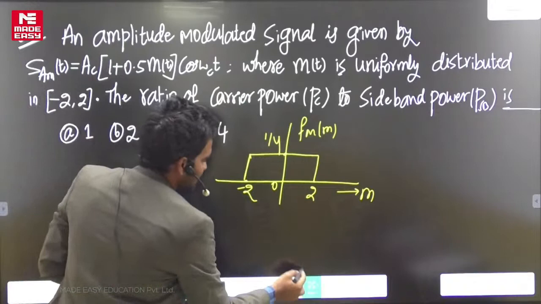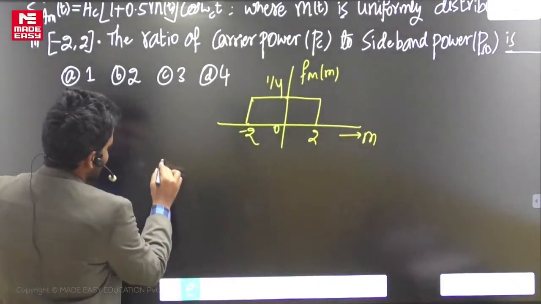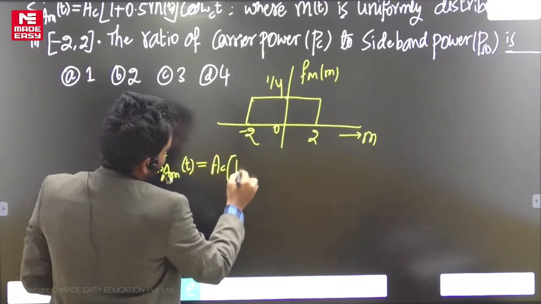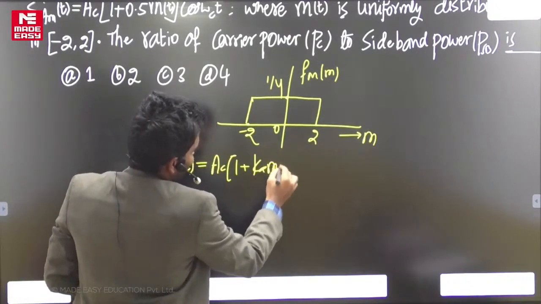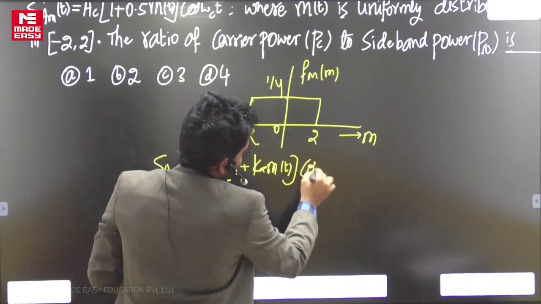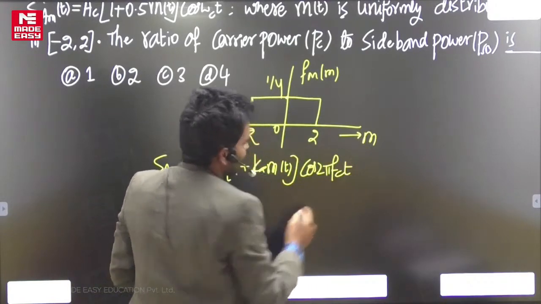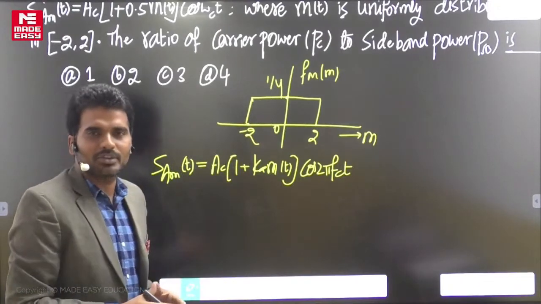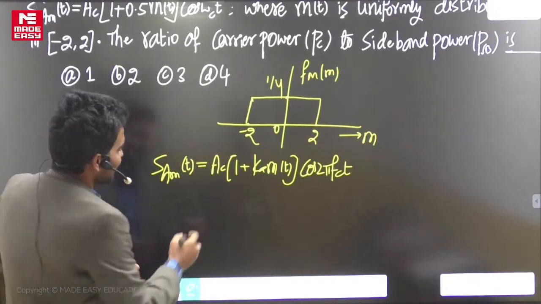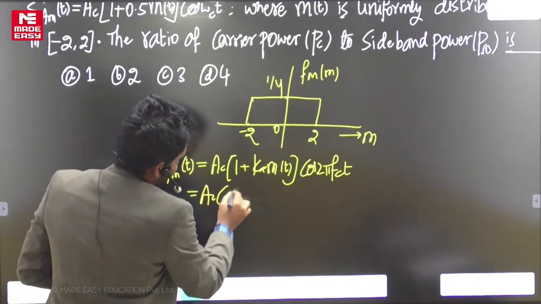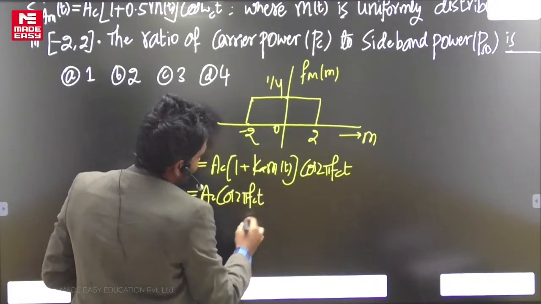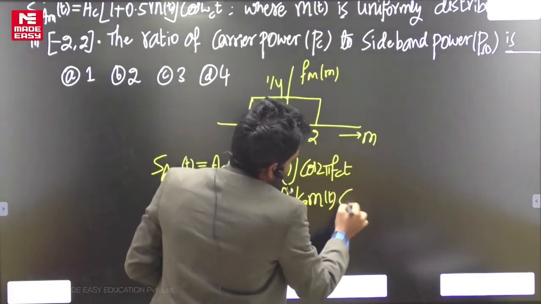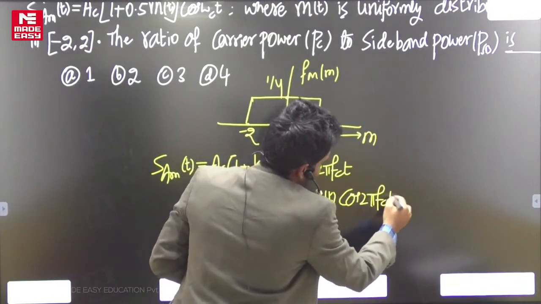Okay. So the standard expression for the AM signal is Ac into 1 plus Ka m(t) cos 2 pi fc t. It is a standard AM expression where Ka is the amplitude sensitivity of the AM modulator. So if you expand it, this is Ac cos 2 pi fc t plus Ac Ka m(t) cos 2 pi fc t.